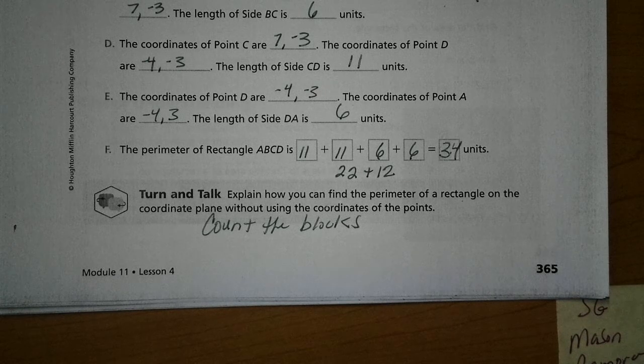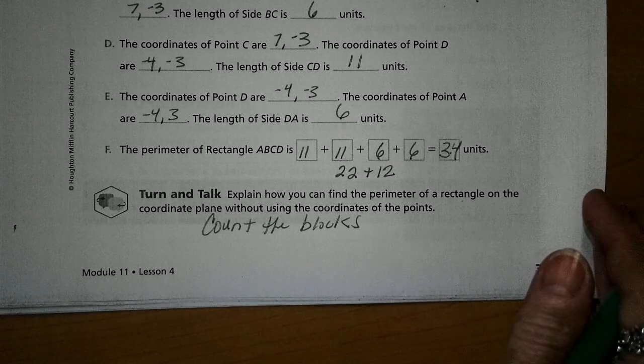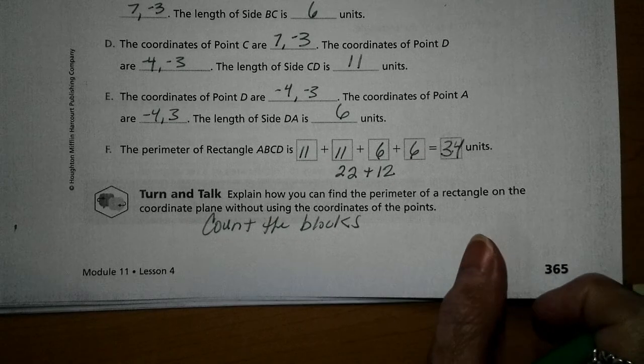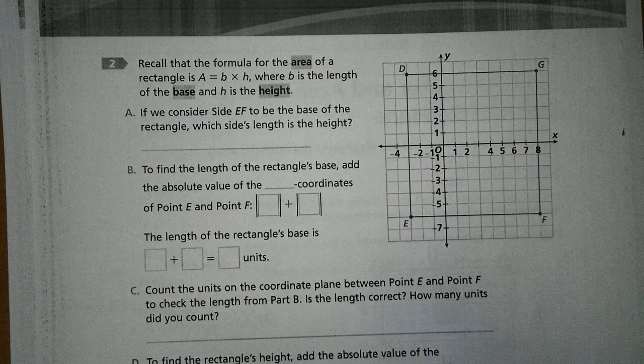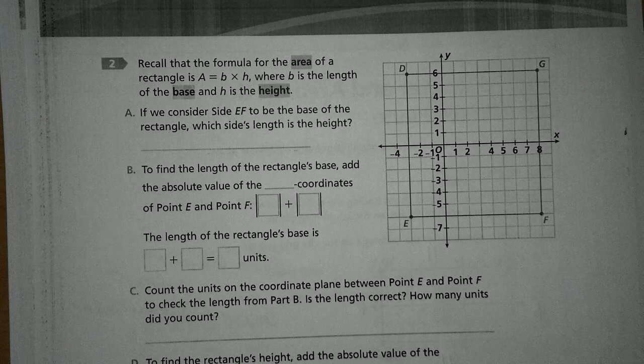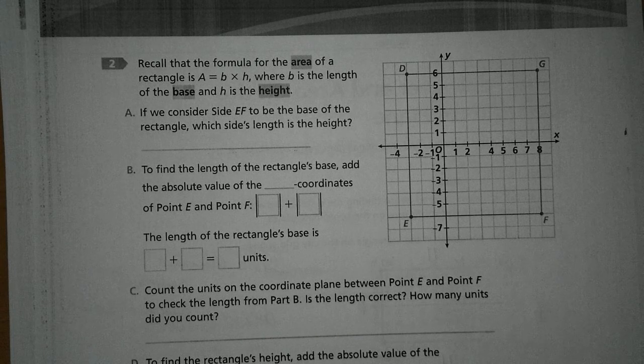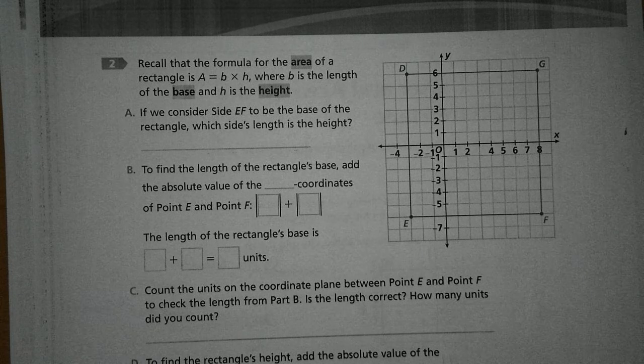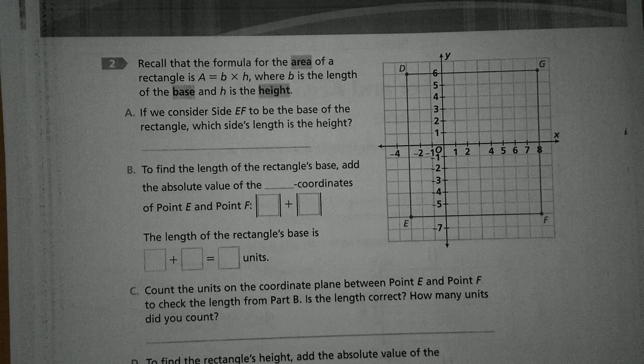Okay, so are you ready, Gia? Yep. All right, so let's look at number 2. Number 2 says, recall that the formula for area of a rectangle is area equals base times height, where B is the length of the base, and H is the height. If we consider EF to be the base of the rectangle, which side length is the height?